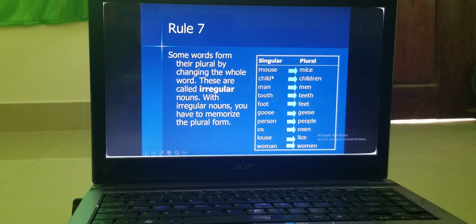Like this one, you can see mouse. When we change to plural, mice. Child, change to plural is children. Man, men. Tooth, teeth. Foot, feet. Goose, geese. Person, people. Ox, oxen. And louse, change to lice. Woman, change to women.